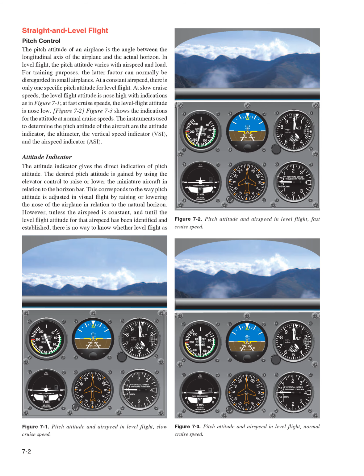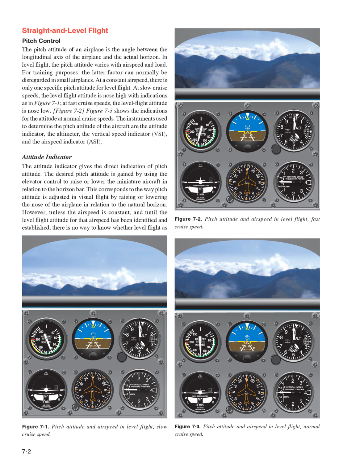Straight and level flight pitch control. The pitch attitude of an airplane is the angle between the longitudinal axis of the airplane and the actual horizon. In level flight, the pitch attitude varies with airspeed and load. For training purposes, the latter factor can normally be disregarded in small airplanes. At a constant airspeed, there is only one specific pitch attitude for level flight.